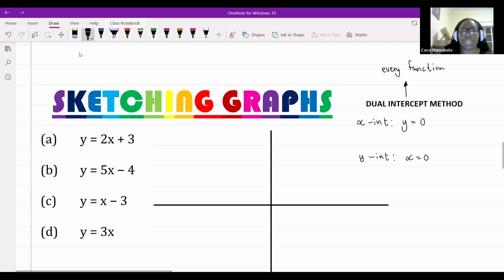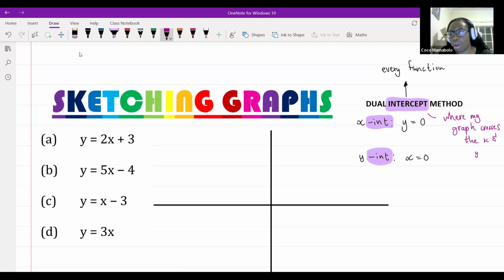Now, this word intercept shouldn't scare us. The word intercept, which is spelled like that, just means where my graph crosses the y or the x-axis. That's all. Where my graph crosses the x and y axis.